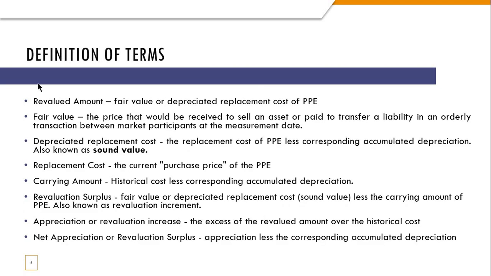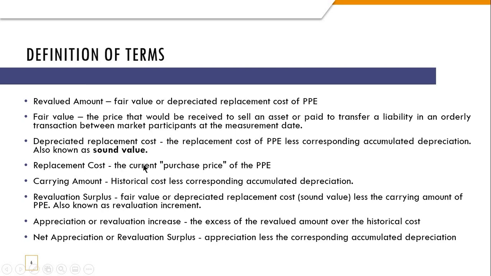Definition of terms. Revalued amount is the fair value or the depreciated replacement cost of the PPE. You just have to choose one, but the priority here is the fair value. The fair value is the price that would be received to sell an asset or paid to transfer a liability in an orderly transaction between market participants at the measurement date. We already know what fair value is. The depreciated replacement cost is the replacement cost of PPE less corresponding accumulated depreciation, also known as the sound value.